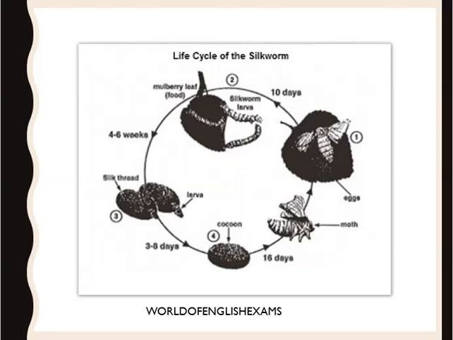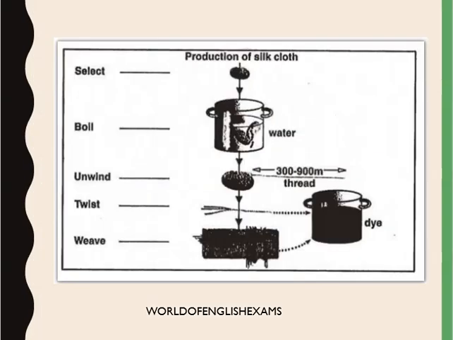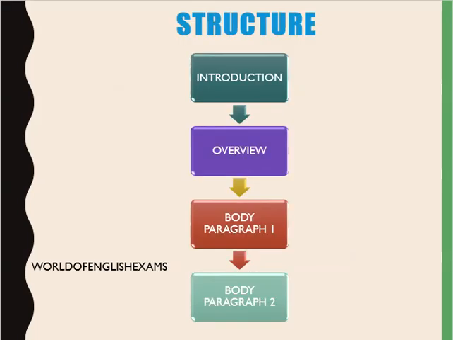But before the moths emerge from the cocoon, we have to select them. Otherwise, the cocoons are going to break open, and we are not going to get the silk thread. Then the selection of cocoons is the first stage in the production process, and the process ends by weaving and dyeing the fabric. So now let's see how to follow the structure that we have learned, that is introduction, overview and body paragraphs with the help of these diagrams.